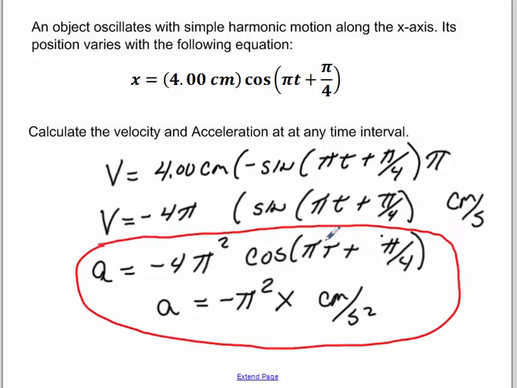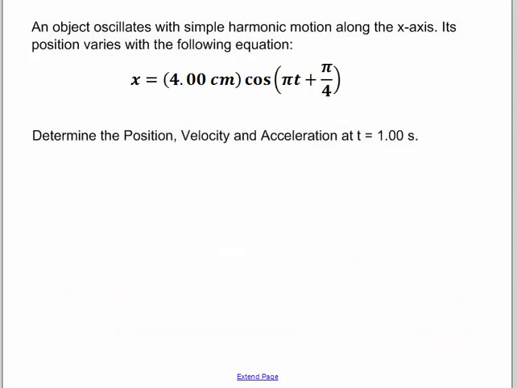Okay, we would use this one when we want to know what the time would be, or when we know what time is, and we would use this for the velocity when we know what time is. If we know the position, we could come back and use this equation here. So we were able to determine what the velocity and acceleration would be at any time interval.